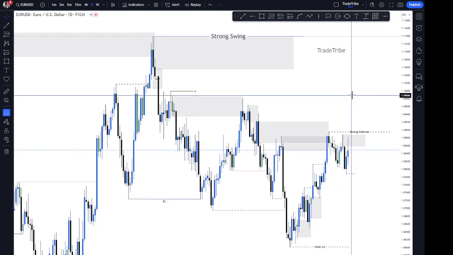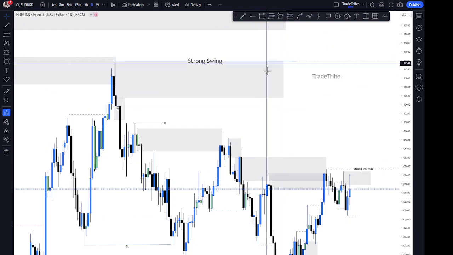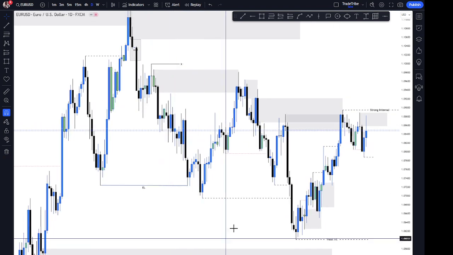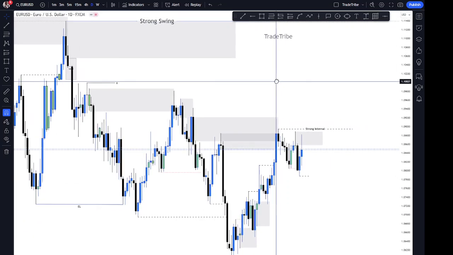We said this is our strong swing here, and this was our weak swing down here. Remember I said on daily time frame, what you're supposed to mark: the swings, the strong swings, the strong internal, any valid order block. If there's any imbalance inside, you can also mark it. Any liquidity, mark. If there is any major break of structure, then we mark them.